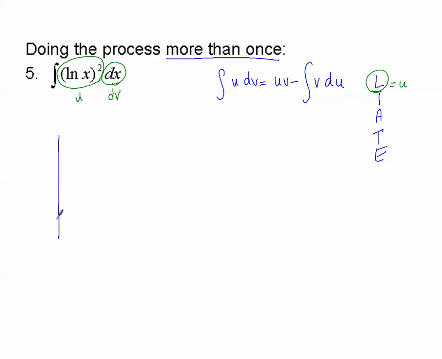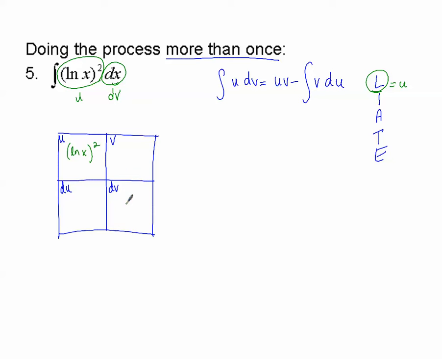And then I'll make my box with my 4 quadrants, u and v at the top, du and dv at the bottom. U is the natural log of x, squared, and dv is dx. Take the derivative of this. Be careful taking the derivative of this because you have to use a bit of the chain rule. 2 goes in front times the inside to the first, and then the derivative of the inside, which is 1 over x dx. Take the antiderivative of this side, x.